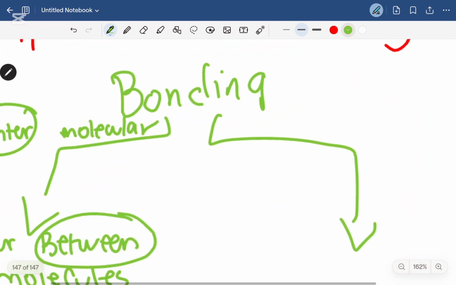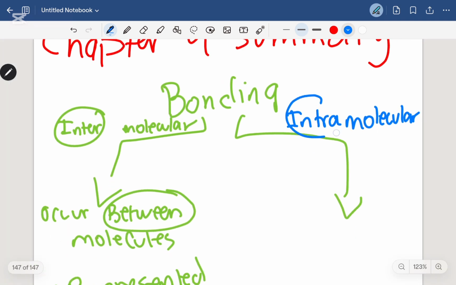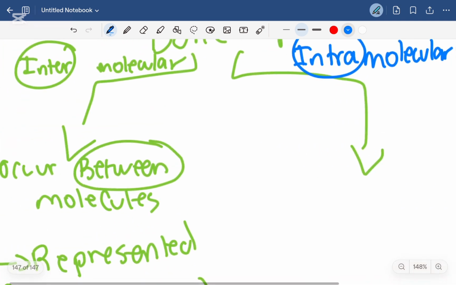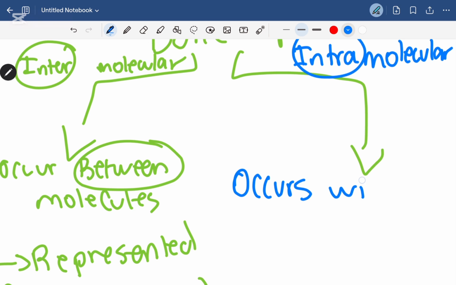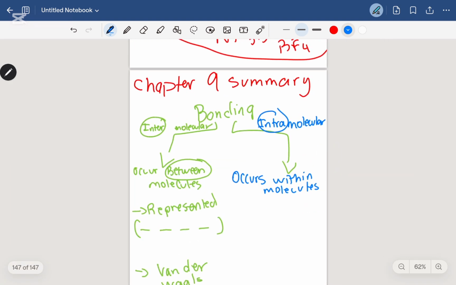Okay, now on the other side, we are going to discuss intramolecular. So we have intermolecular and intramolecular. Now, the difference between them: intermolecular means between the molecules, whereas intramolecular occurs within. This is our new keyword, within the molecules. Okay? So intermolecular means between the molecules, intramolecular means within the molecules.